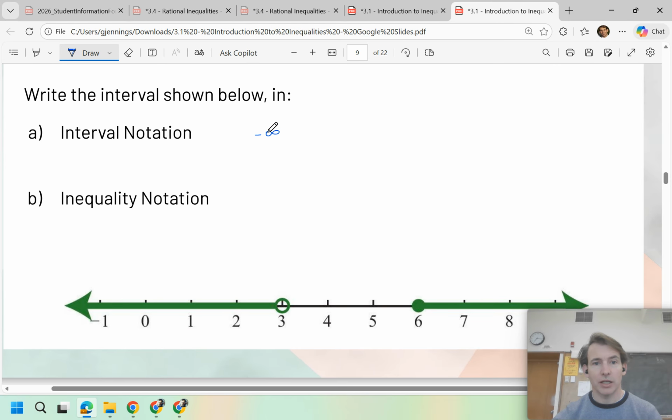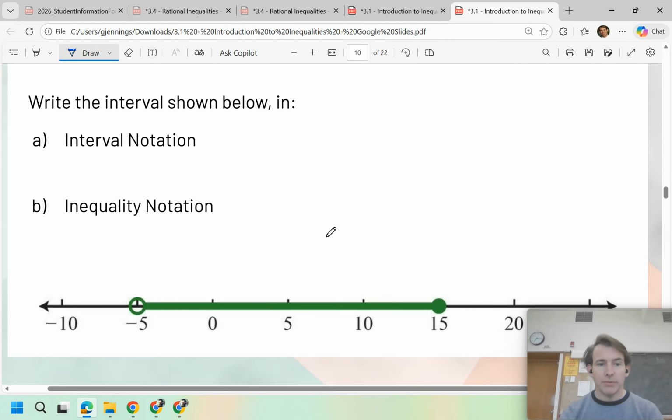This one here, we have negative infinity to 3, not inclusive in both cases. The union of that with 6 to positive infinity. Inequality notation would be x is less than 3, or 6 is less than or equal to x.